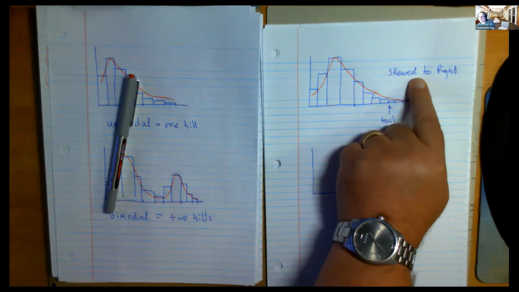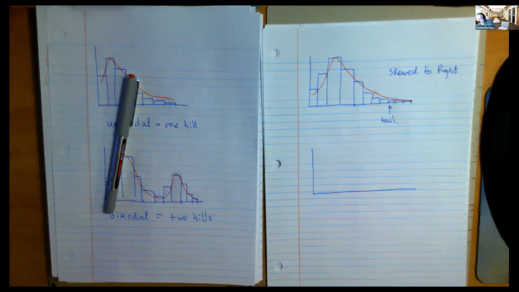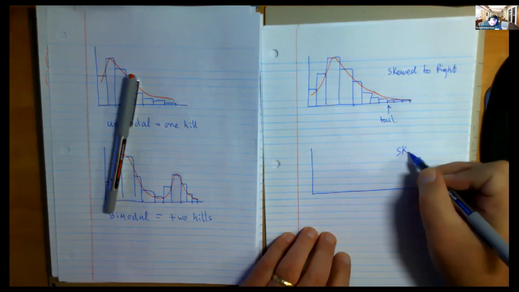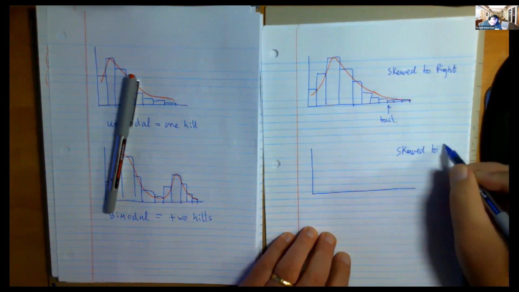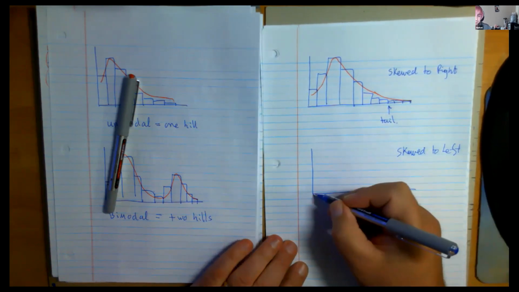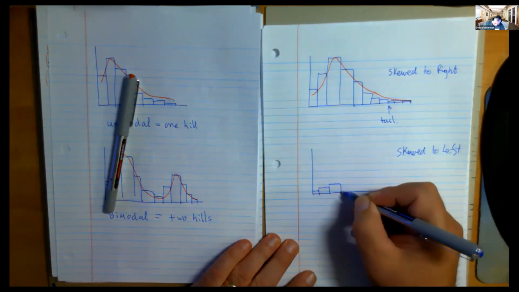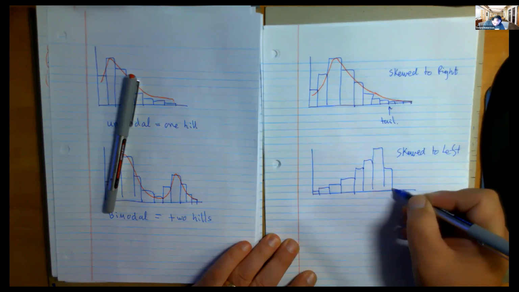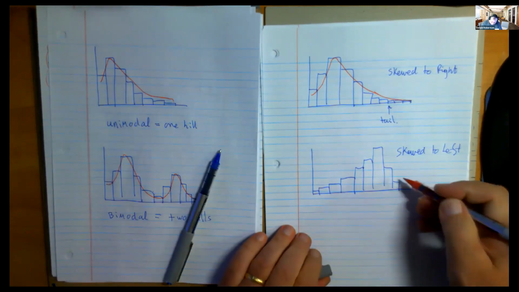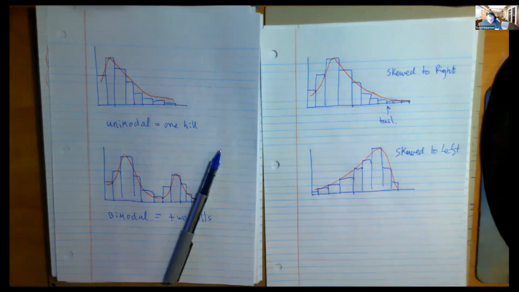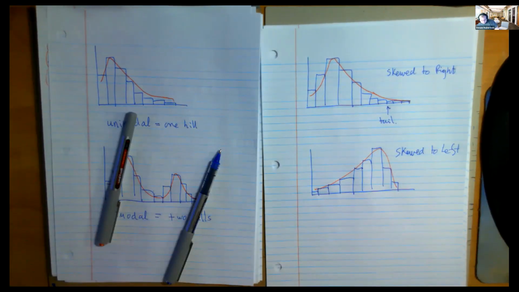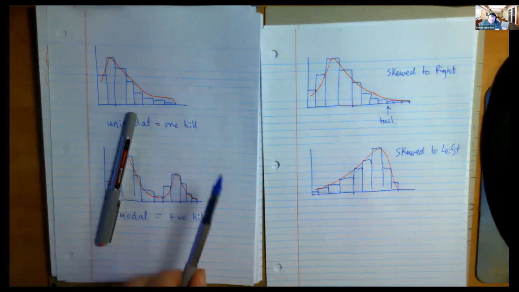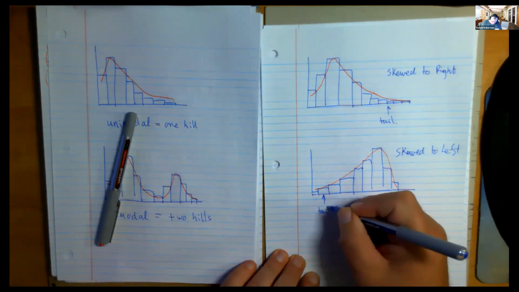If this one is skewed to the right, have you any guesses what my next picture is going to be called and what it might look like? It's skewed to the left. That's definitely what it's going to be called. The tail's going to be more on the left-hand side. So it's going to start, and it's going to die away quite quickly. And of course, just for completeness' sake, this is the tail, right?